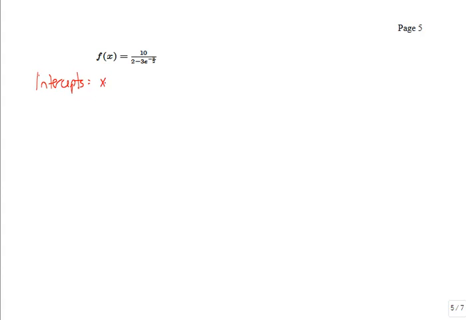So I'm going to let x equal 0. This gives me y equals 10 over 2 minus 3e to the 0, because -0 over 2 is going to stay 0. And what you have to remember is that e to the 0 goes to 1. So this denominator is 2 minus 3, which is -1. So this is -10. So we have an intercept at 0, -10.